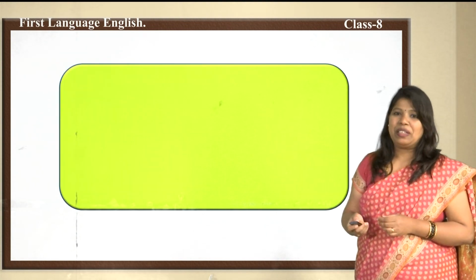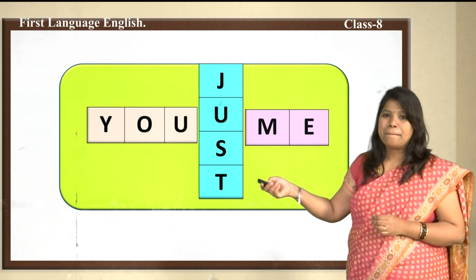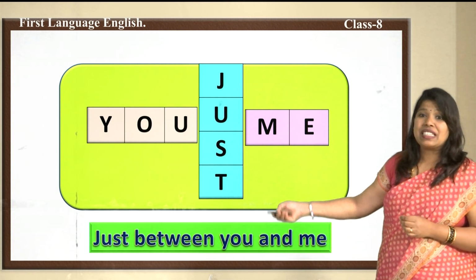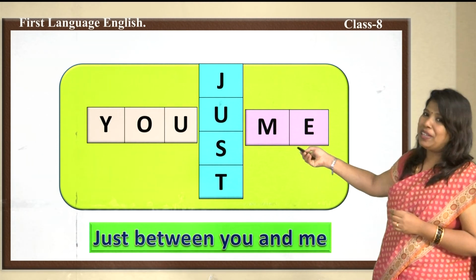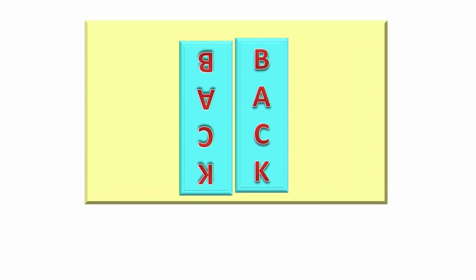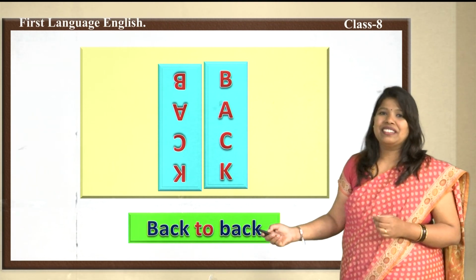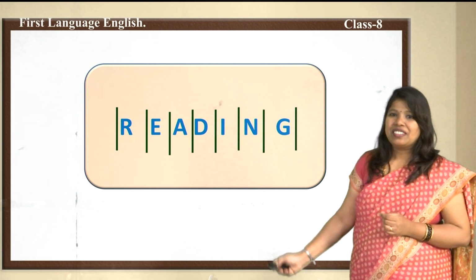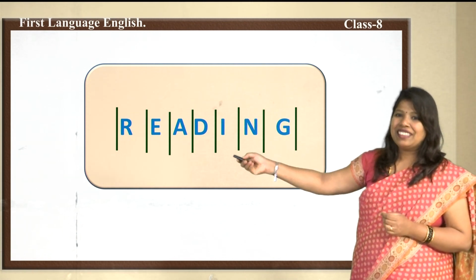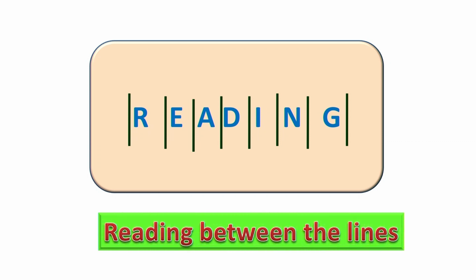Now, let us move to the second block, children. Look at the position of the words. Yes, have you guessed it? Yes, the answer is just between you and me. Very good, children. Now, the third one. Look at the position where back and back is. Yes, the answer is back to back. Now, here comes the fourth one. Yes, can you guess this? Yes, it is reading between the lines.